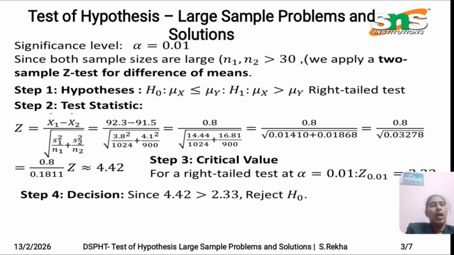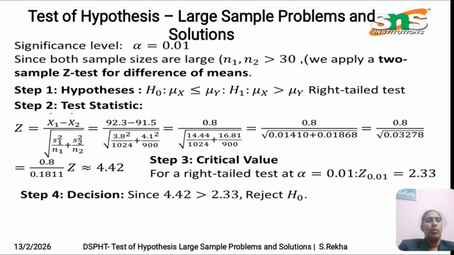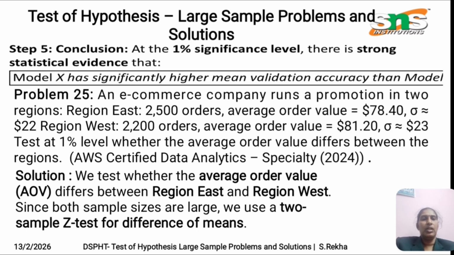At the 1% level, the Z value is 2.33. The decision: 4.42 is greater than 2.33, so we reject the null hypothesis and accept the alternate hypothesis, and we can conclude that model X has a significantly higher mean accuracy compared to model Y. This is how we conclude for two means. Next, we can go to the next problem.